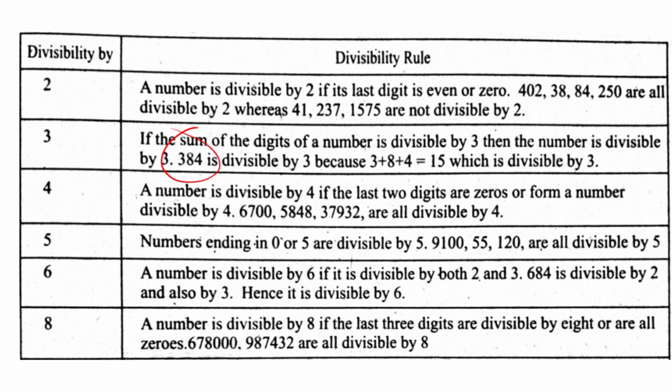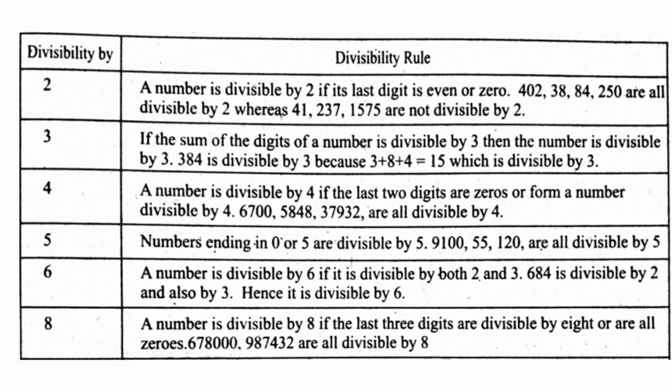So here you can see this is 384. If you add these digits, you get 15. 15 divided by 3 is completely divisible, and the answer is 5. So that's why this whole number is divisible by 3 completely.